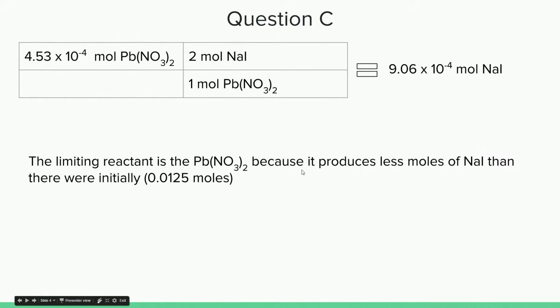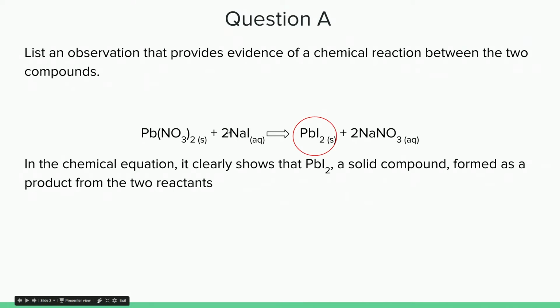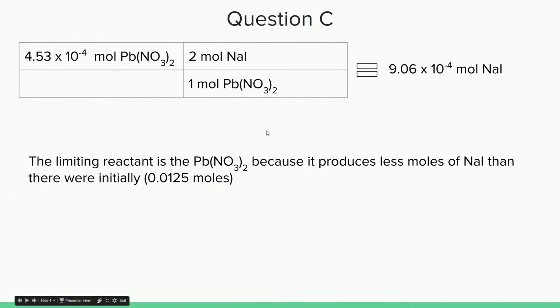Firstly, we'll calculate the moles of sodium iodide from the 4.53 times 10 to the negative 4th moles of lead-2 nitrate. So we simply multiply the moles of lead-2 nitrate by 2, because for every 1 mole of lead-2 nitrate, there are 2 moles of sodium iodide. I figured this out by using the coefficients of the balanced chemical equation, as you can see here. We end up getting 9.06 times 10 to the negative 4th moles of NaI.